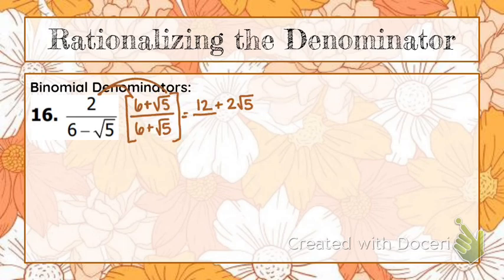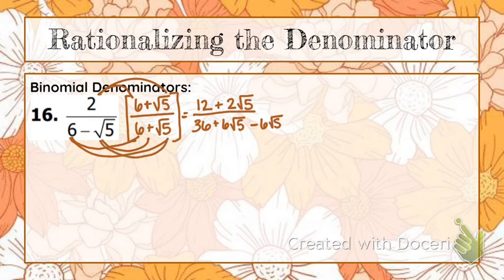Now we are going to multiply the bottom, and we use the FOIL method. So we do 6 times 6 is 36. 6 times square root of 5 is 6 square root of 5. Negative square root of 5 times 6 is negative 6 square root of 5. And negative square root of 5 times positive square root of 5 is negative square root of 25.